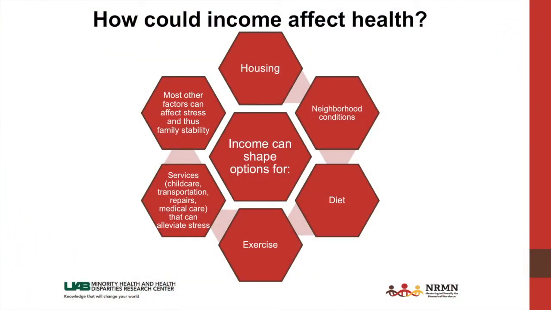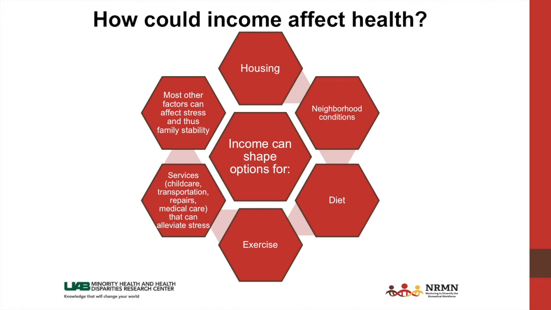So when we've talked about the effect of education on health, what about income? Income can shape a lot of options. We all know that. If you have more money, you have more things that you could do. So it impacts the choices of the kind of housing you get, the neighborhood that you want to live in, a neighborhood that is safer, that has more green space and more parks. You know too that low-income neighborhoods have more fast food places than high-income neighborhoods.